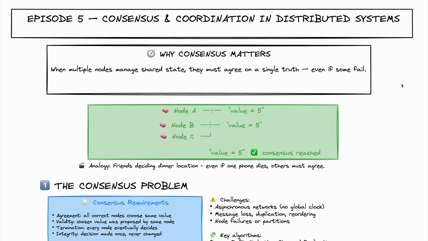Welcome to episode 5 on distributed systems. Today we are going to talk about how we achieve coordination and consensus between nodes in distributed systems.